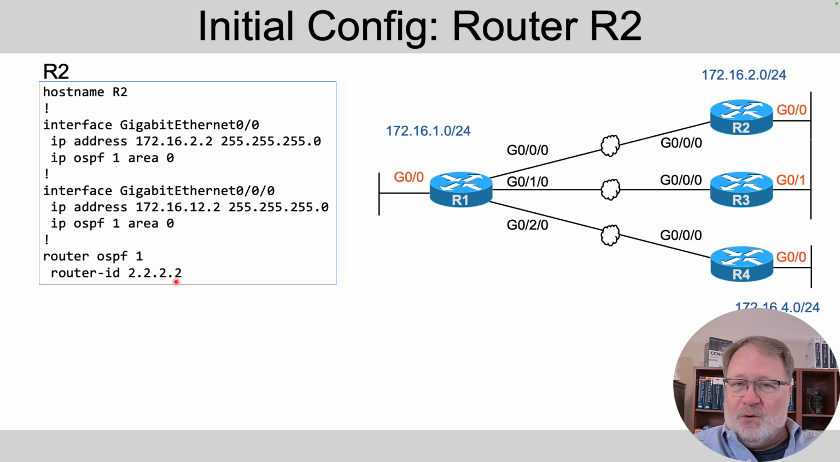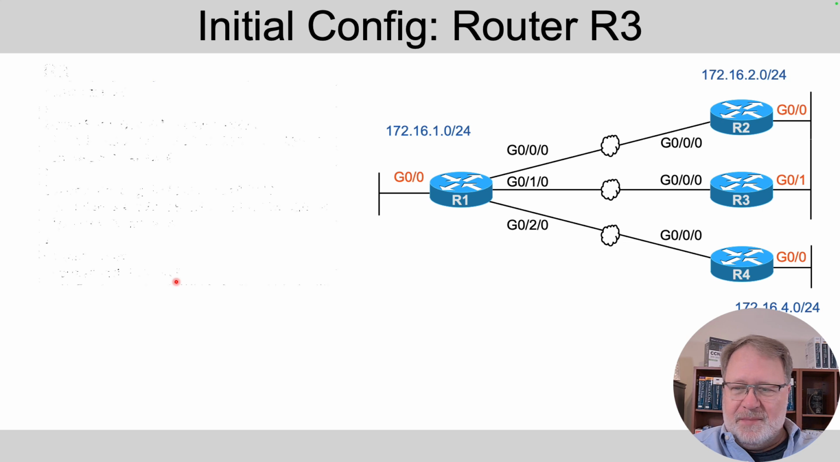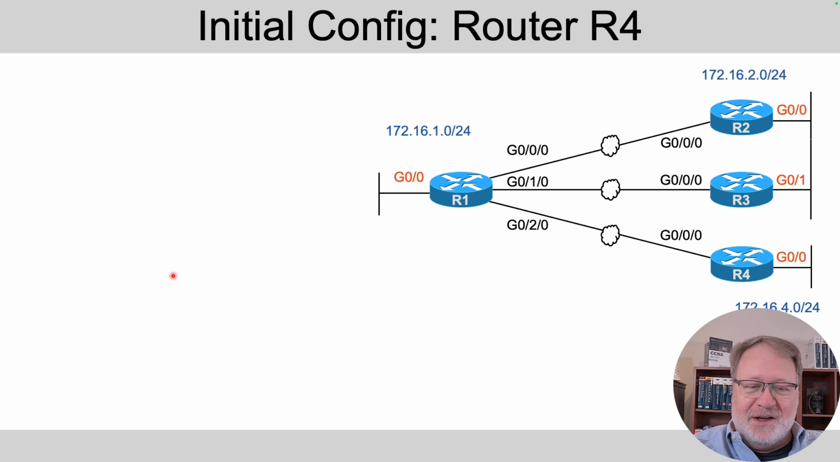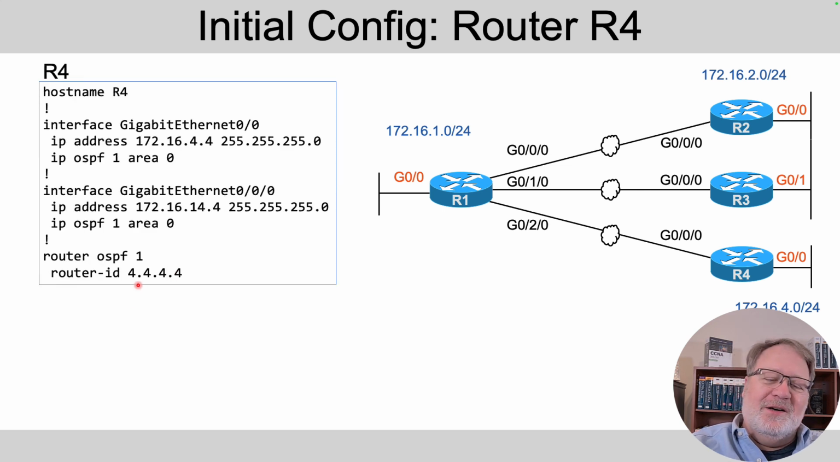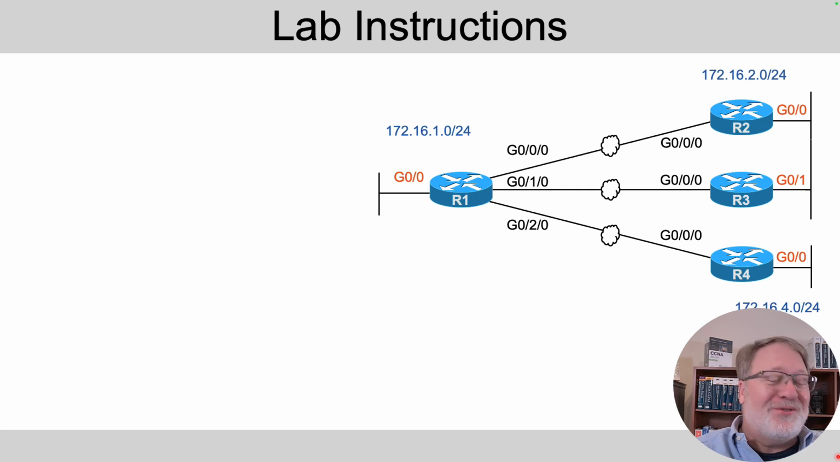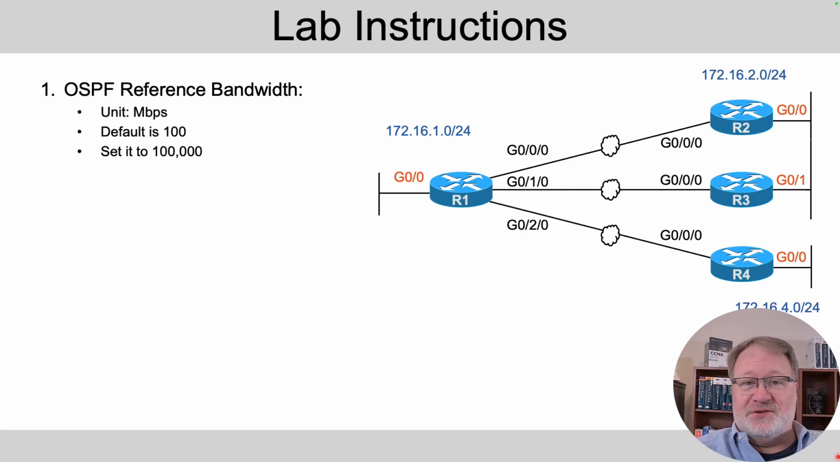Now R3 and R4 have a very similar pattern. 2 interfaces, IP address commands on each, IP OSPF 1 commands on each, placing the interfaces in area 0 with router ID 3.3.3.3. And you guessed it, same pattern on R4, but now with router ID 4.4.4.4. So the network works. All the routes are learned. So what are we doing here, right? Well, we're influencing the OSPF metrics that are chosen.